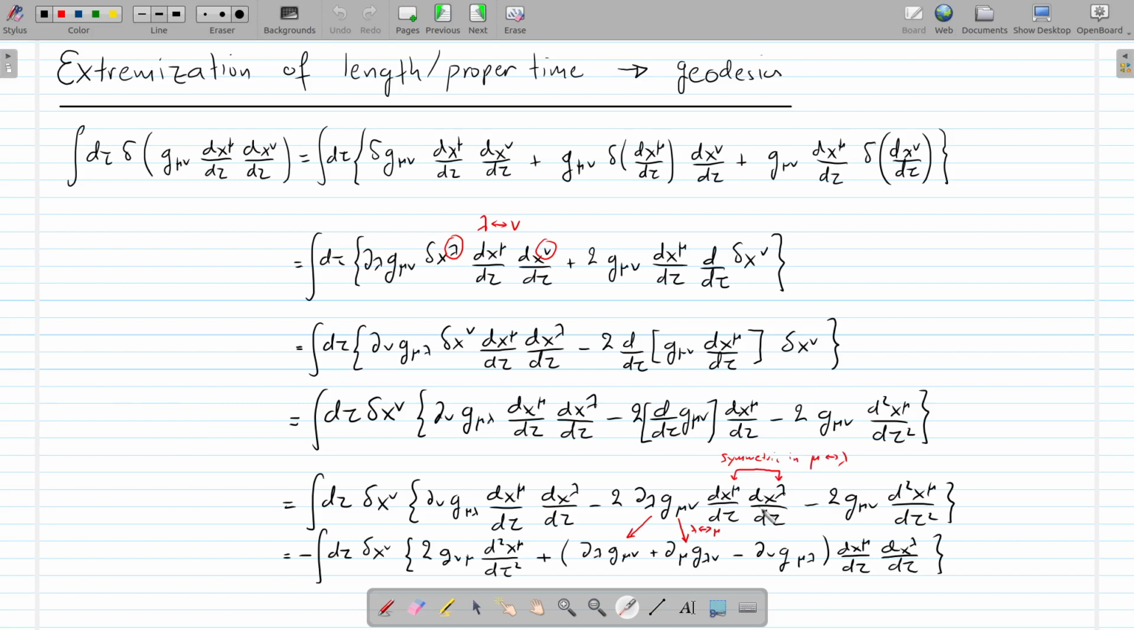And now notice that this term here is symmetric under the exchange of mu and lambda. So we can write this as a sum of d lambda g mu nu plus d mu g lambda nu, and see that both those terms are equal to this one under the relabeling of the indices of the symmetric product dx mu dx lambda.